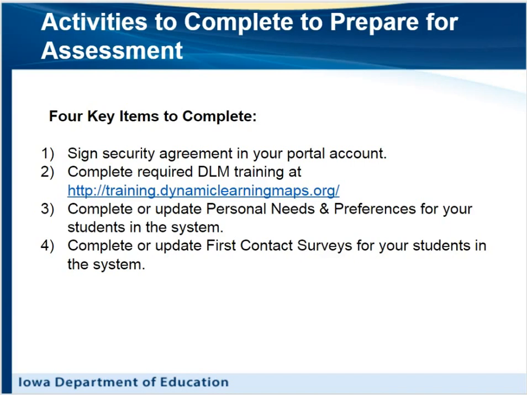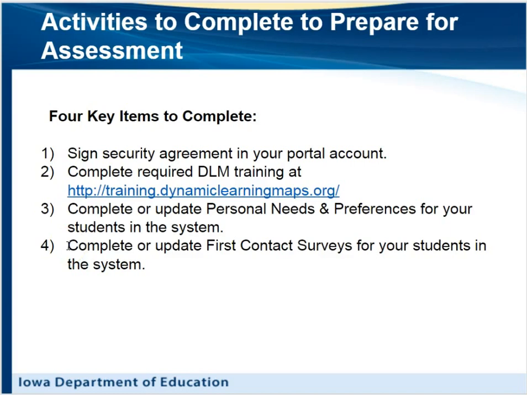The third item is completing or updating personal needs and preferences for your students. That would tell the system what types of accommodations your students may need, whether it be read aloud or magnification on the screen, those kinds of things. And you'll learn a lot about that as well in the required training. And fourth, very critical one, complete or update the first contact surveys for your students in the system.